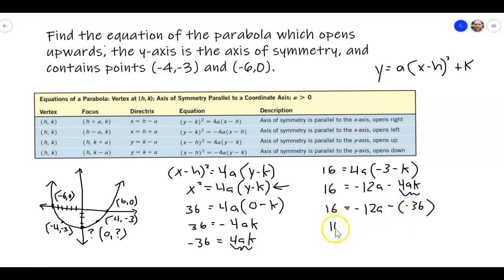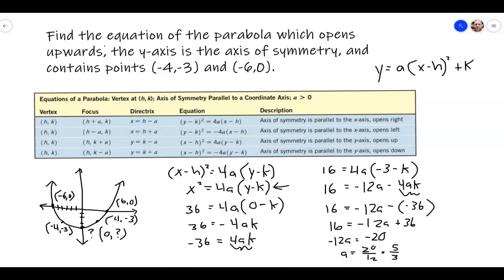So this is going to be 16 is equal to -12a plus 36. Subtract 36 from both sides and kind of switch them around. -12a is equal to 16 minus 36, which is -20. And a is going to be equal to, divide both sides by 12. So that's 20 over 12, which is going to reduce down to, let's see, 4 goes into this 5 times, and 4 goes into that 3 times. So this is going to be 5/3. So that is our A right here. A lot of work to get our A.